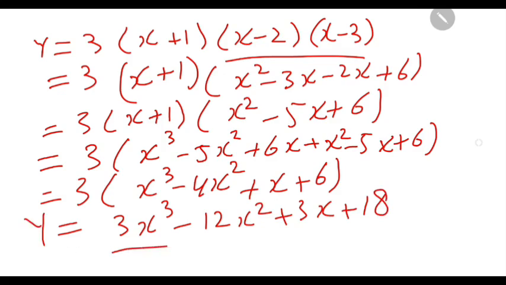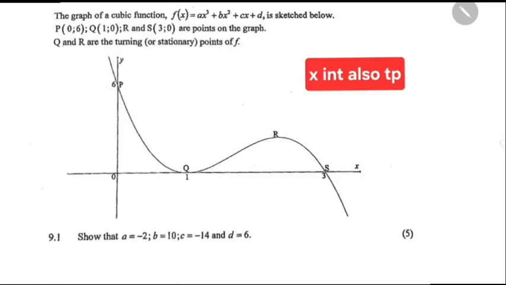So therefore this is the equation of the cubic graph. So this is type number 6, where the x-intercept is also a turning point. So we're gonna count the x-intercept twice.